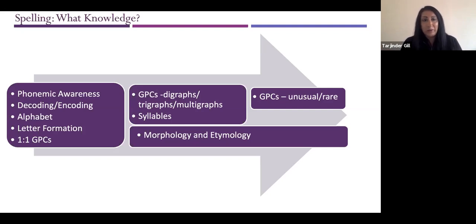They need letter formation because it's reinforcing. They need to know their one-to-one correspondences. But as we move on to more complex spellings, more complex words, they do need to have an understanding of digraphs, trigraphs, and multigraphs, and that's something they will be taught along the way in Key Stage 1 and Key Stage 2.